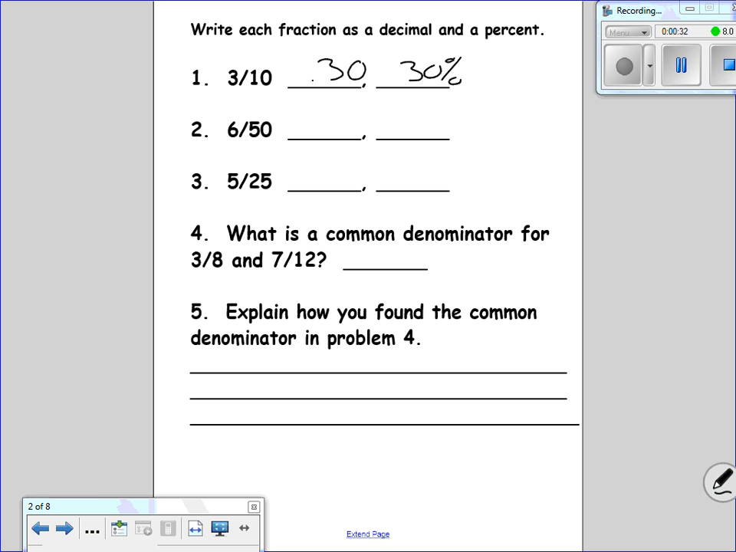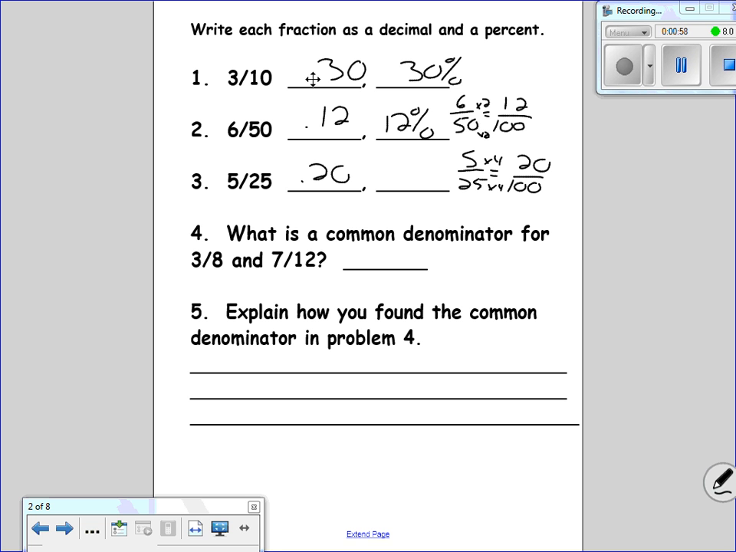Now we have 6/50ths. We have to change this into 10, 100, or 1,000. Let's change it into 100. Times 2 gives me 12 hundredths, 0.12, which gives me 12%. Simple. 5/25. We got 5 over 25. I'm going to put this into 10. 25 can't go into 10, so let's put it into 100. Times 4 gives me 20, which would be 20 hundredths, which is 20%.